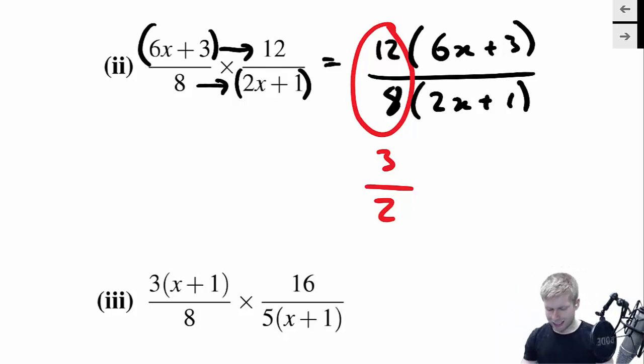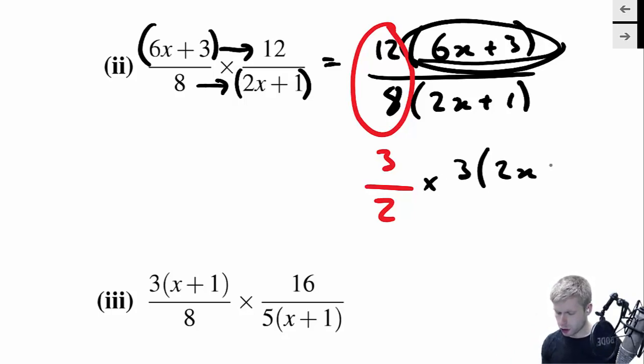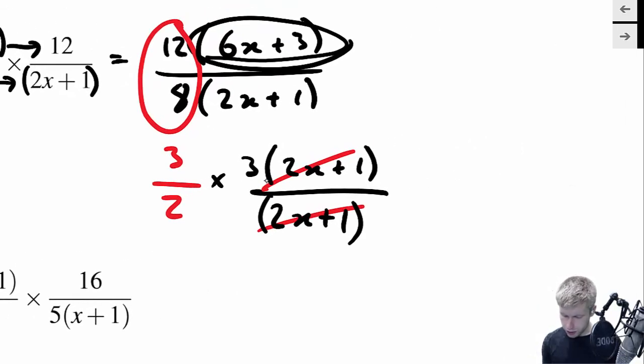Well, if you look at this, it isn't fully factorised, right? Because there's a 6x plus 3, which means there's a 3 in common to both. So I'm going to write this as 3 multiplied by 2x plus 1. Check it: if you expanded this out, you should get this. I've literally just factorised it. And then that's over 2x plus 1. But then I end up with 2x plus 1 over 2x plus 1. Again, because I'm multiplying, I can just cancel those off. So that would just leave me with 3 times 3, which makes 9, over 2.